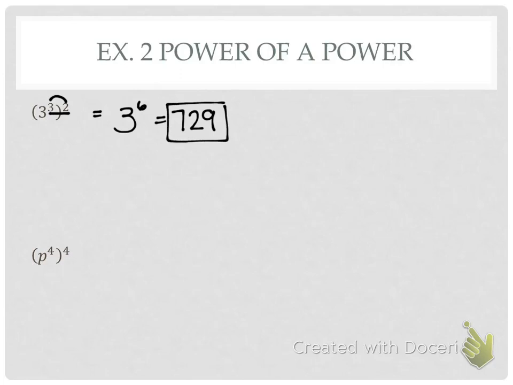So this is my final answer here. Okay, let's look at this next one. What am I going to do with the exponents? Multiplication. I keep my base, and I've got p to the 16th power. Again, I do not want you to write 16 p's out. Just leave it as p to the 16th power.